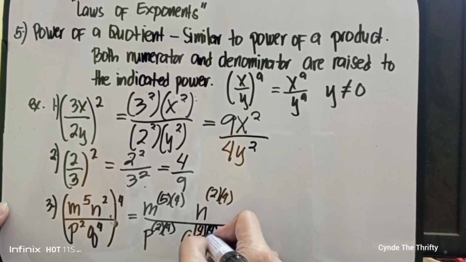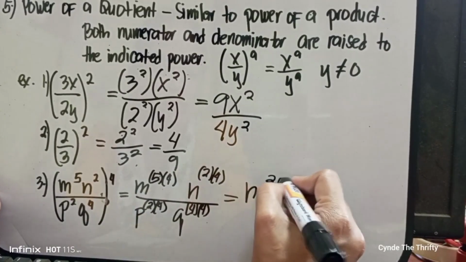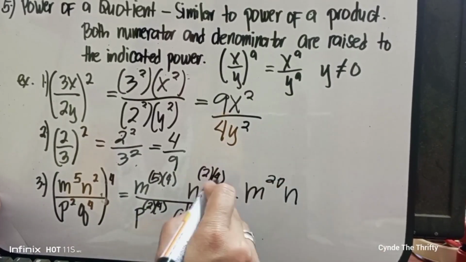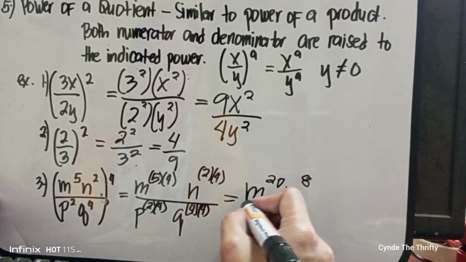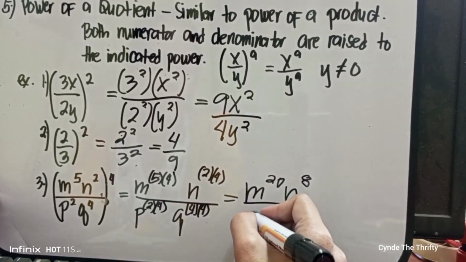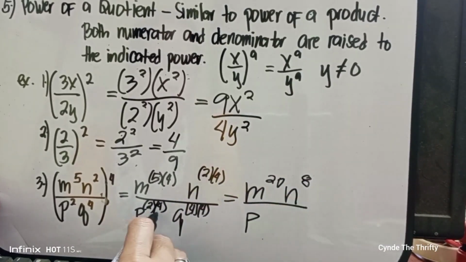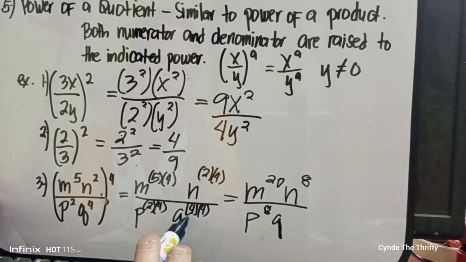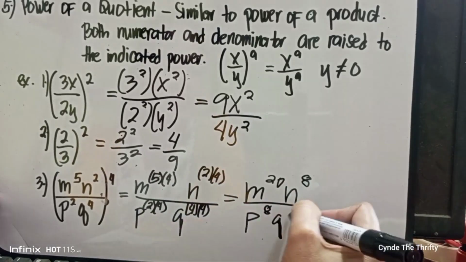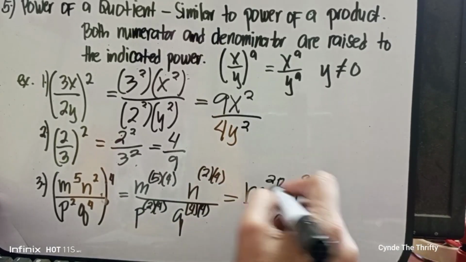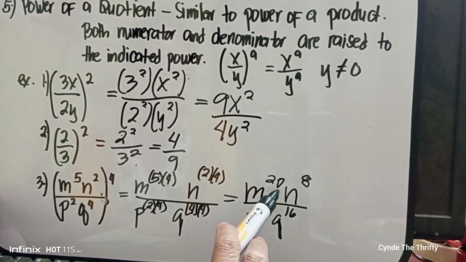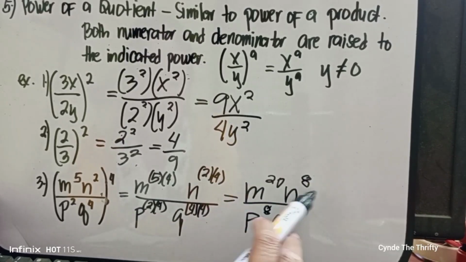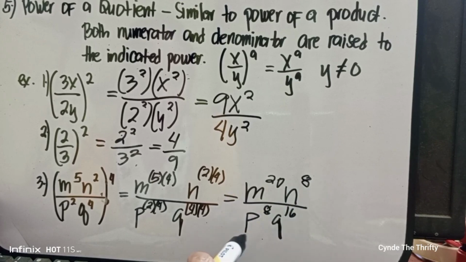So, m 5 times 4 equals 20 and then n 2 times 4 equals 8 over p 2 times 4 equals 8 and then q 4 times 4 equals 16. So, ang sagot natin is m raised to the power of 20, n raised to the power of 8 divided by p raised to the power of 8 and q raised to the power of 16.